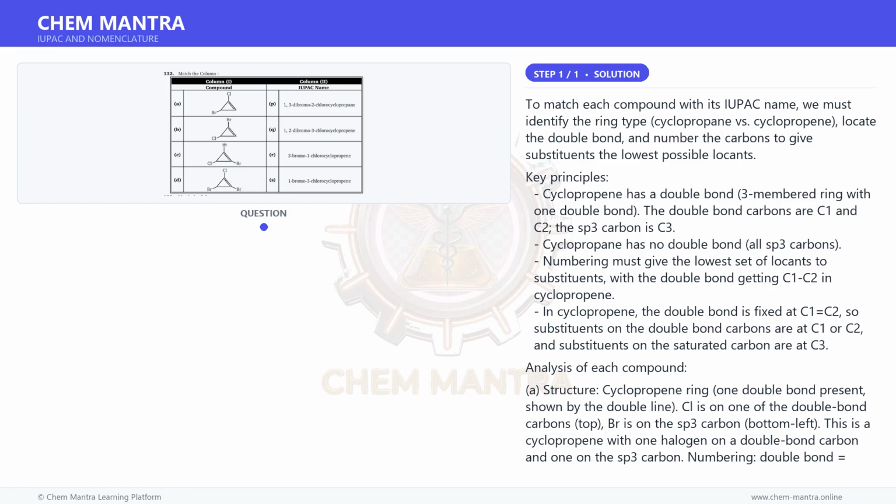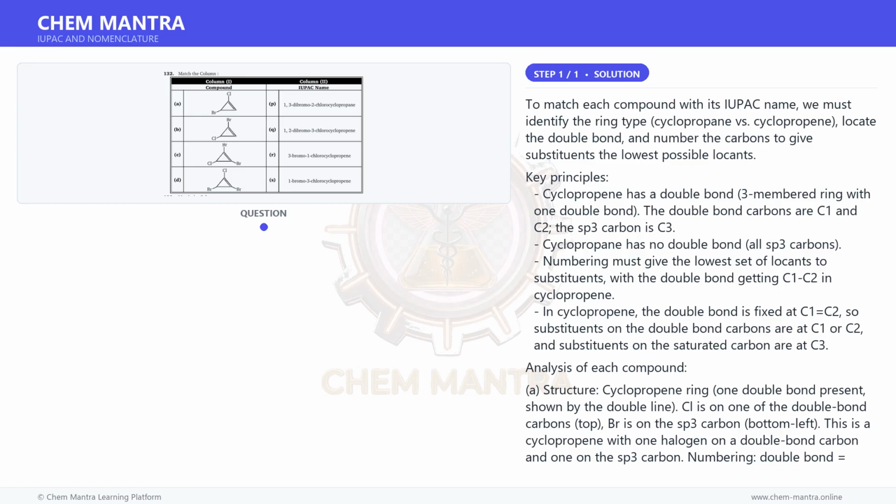Verification that other options fail. A cannot be P because A has a double bond, cyclopropene, not cyclopropane. B cannot be R because R is 3-bromo-1-chloro, Cl on double bond carbon, but B has Br on the double bond carbon. C cannot be S because C has 2 Br atoms. D cannot be Q because D has no double bond.